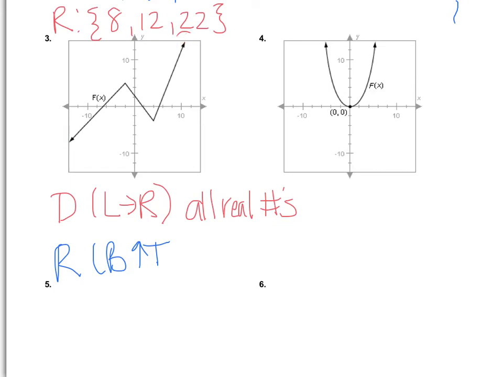So again, I'm looking for the bottom of my graph and the top of my graph. Well, here's the lowest point on the graph, and there's an arrow. Here's the highest point on the graph, and there's an arrow. That means it's going to go on forever. So the range is all real numbers.